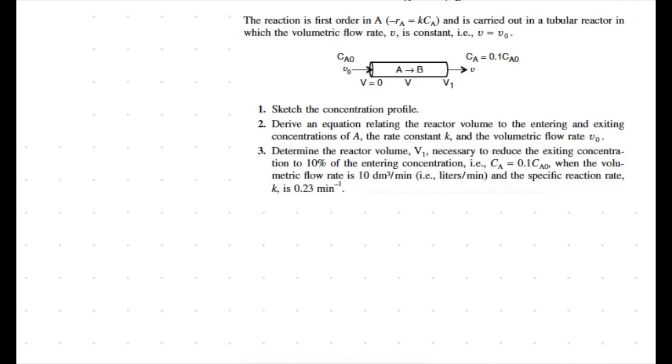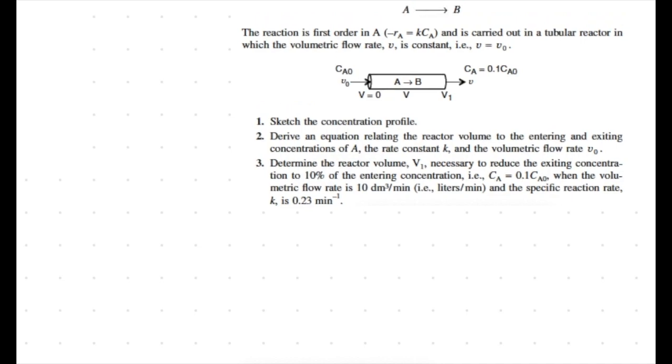The next part of the question asks us to derive an equation relating the reactor volume to the entering and exiting concentrations of A, the rate constant K, and the volumetric flow rate V0. First thing we need to see is what kind of reactor we're using. We are told that we are using a tubular reactor, which is otherwise known as a PFR. The first thing we're going to do is write out the mole balance for a PFR.